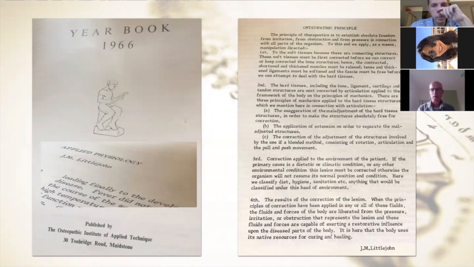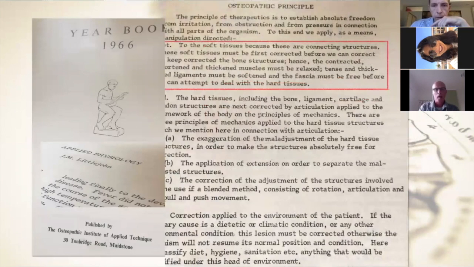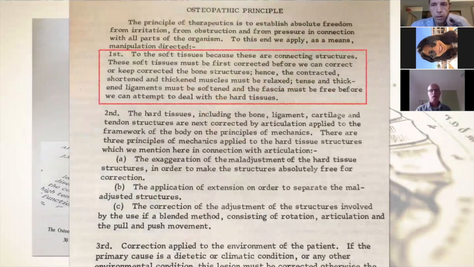So let's have a look at this little page snippet that I grabbed from Littlejohn's quotes in the 1966 publication from the Institute of Applied Technique, as it used to be called years ago, Institute of Classical Osteopathy. Let's have a look at this first section. Basically, the principle of therapeutics is established on freedom from irritation, obstruction and compression in connection with all parts of the organism. So there's a lot we're looking at. What are we dealing with in terms of the context of the lesion? To this end, we apply a means of manipulation.